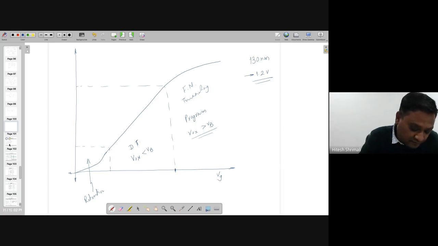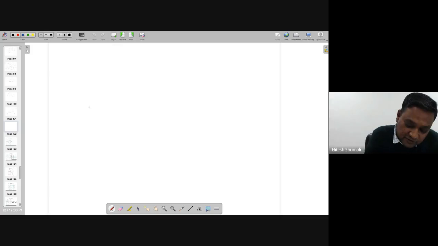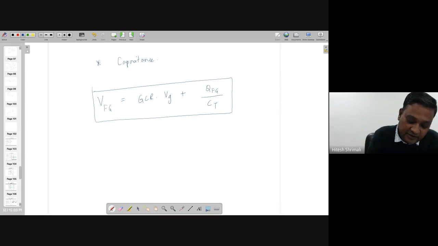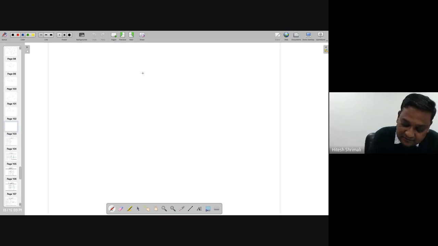Other than that, we also understood that because of capacitance, the floating gate voltage is equal to GCR times VG plus QFG divided by CT. And this is the main governing equation. Now let's start with the operation, how it's working.